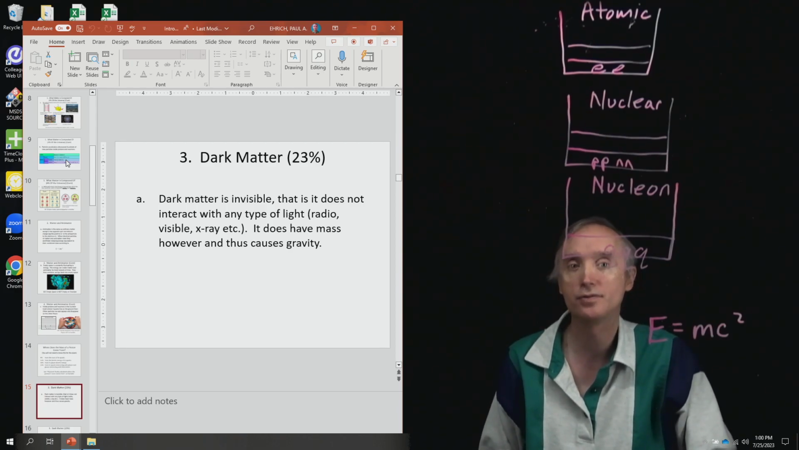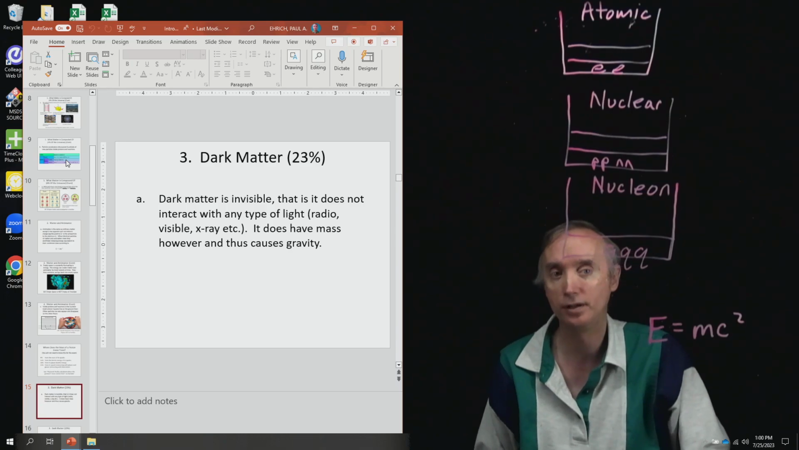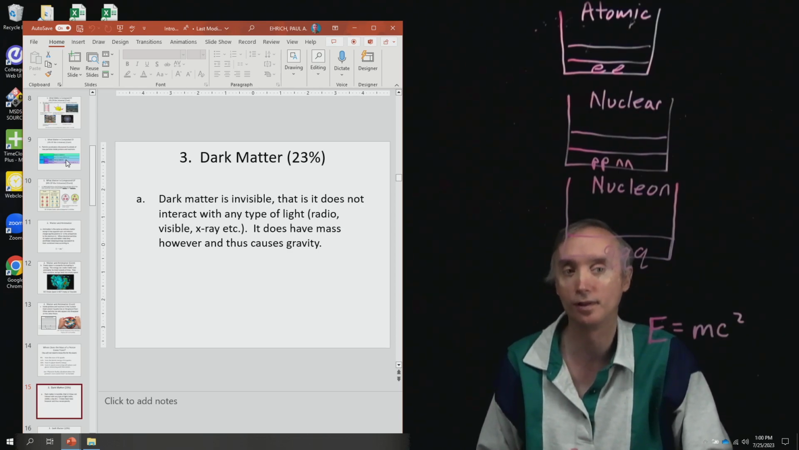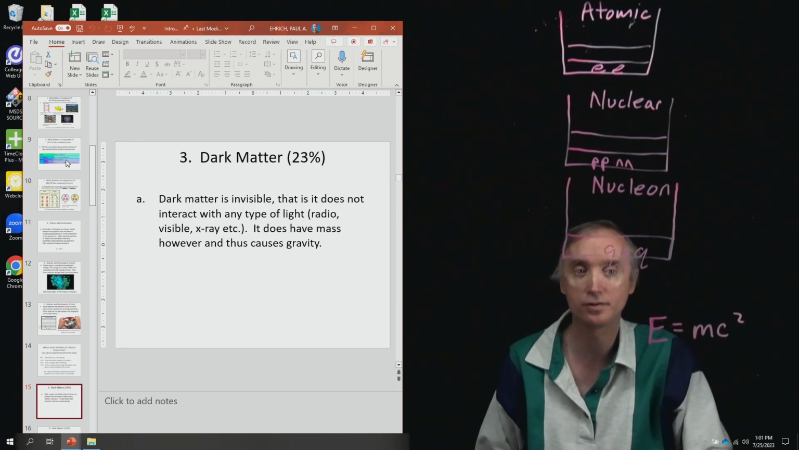So what is dark matter? Well, we don't really know, but we do know that dark matter has mass. And we also know that it does not interact with light. You cannot see dark matter. That's why it's called dark. And you can't see it, but it does have mass, so it does cause gravity.